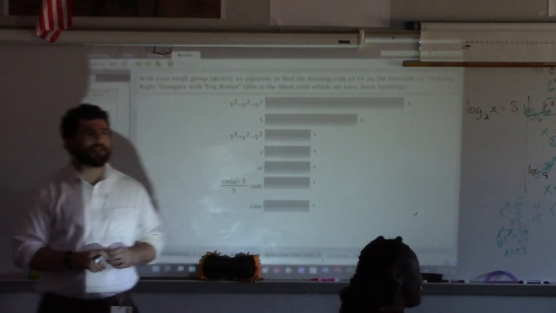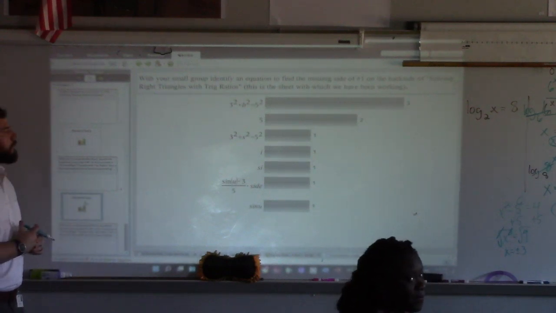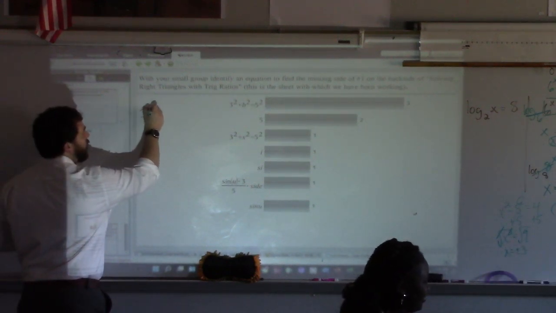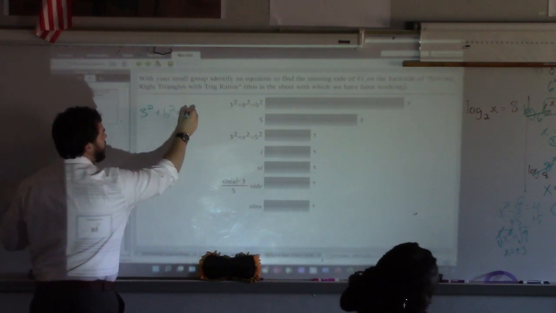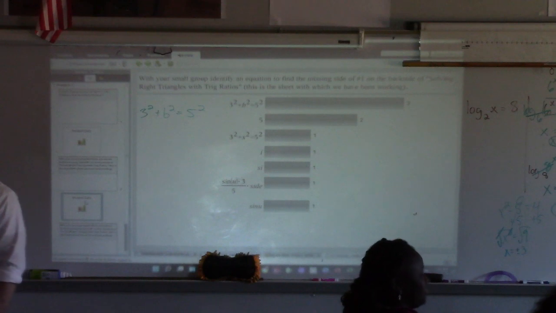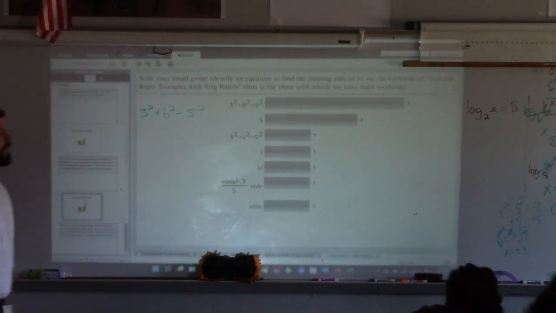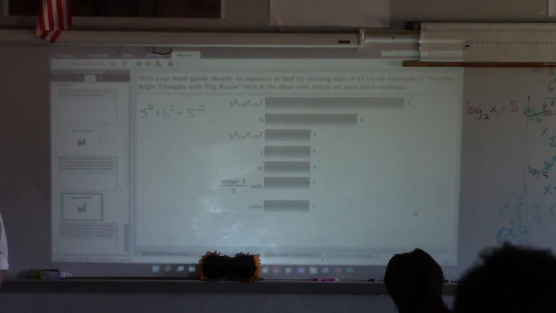So let's look at these equations. I want to point out, if you have two sides, you can use the Pythagorean theorem to find the third side. So if I had, and go ahead and write this on your sheet, 3 squared plus b squared is equal to 5 squared. How would I figure out what b, or someone else said x, what that side length is?